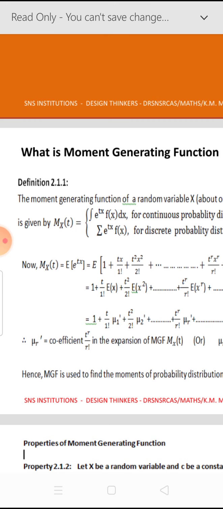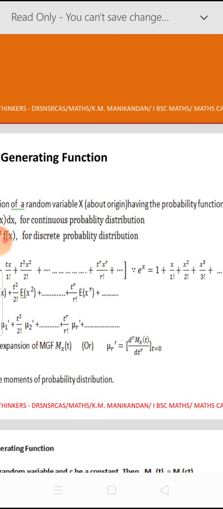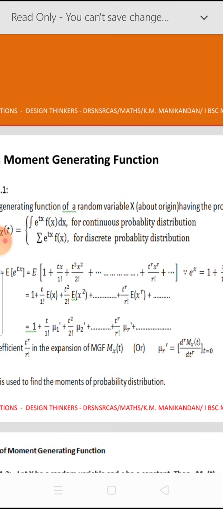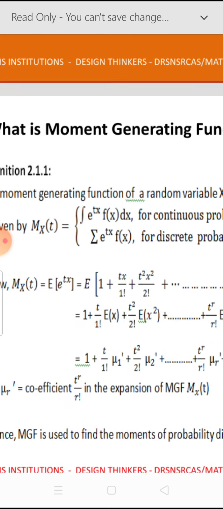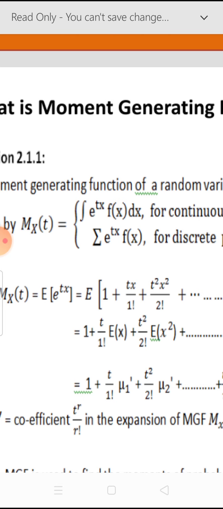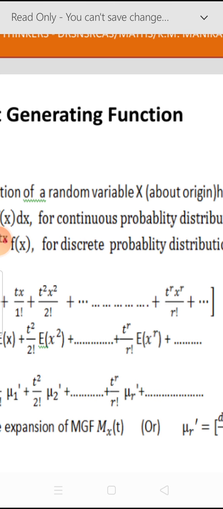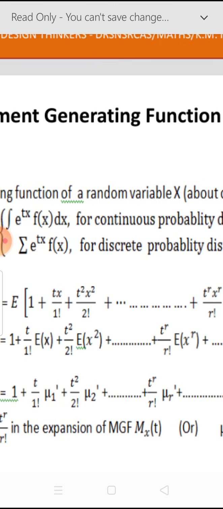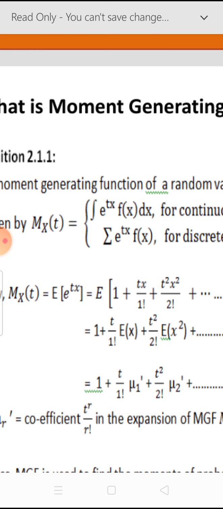Let us take a random variable capital X, and f of x represents the probability function. The moment generating function of a random variable x about the origin is defined like this: Mx of t is equal to the integral of e power tx into f of x dx for a continuous probability function. Whenever f of x is a continuous probability distribution, you have to find the integral value of e power tx into f of x dx. That will give you the moment generating function of the random variable x.